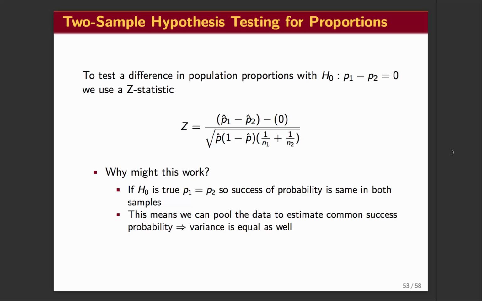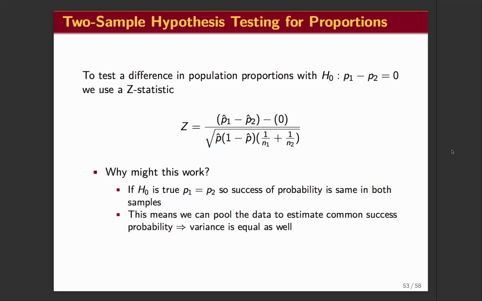That has nothing to do with deciding to reject or not. When we do a test, it's always under the assumption of the null hypothesis, right? When we calculate the p-value, we are saying the probability of observing this as or more extreme than this under the assumption of the null is this probability. So whether or not it's true doesn't matter. It's that is what our null hypothesis is, okay? So we can pool the data to estimate common success, and that makes our variance equal across these two.